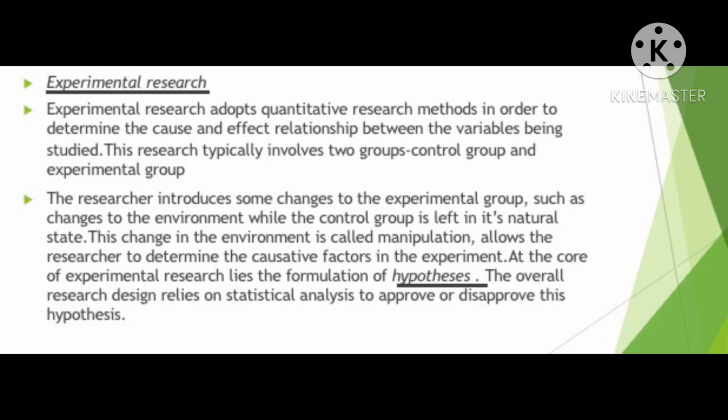The researcher introduces some changes to the experimental group, such as changes to the environment, while the control group is left in its natural state. This change in the environment is called manipulation. That manipulation allows the researcher to determine the causative factor in the experiment. At the core of experimental research lies the formulation of hypothesis.